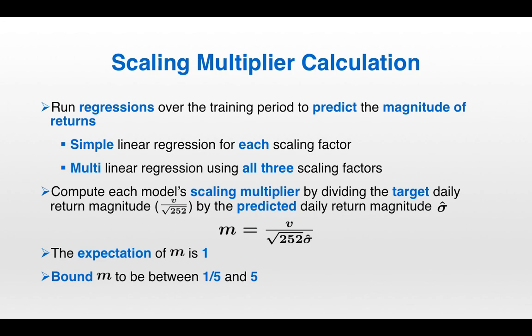So we run linear regressions over the training period to predict the magnitude of returns. And we'll do both a simple linear regression for each scaling factor and a multilinear regression using all 3 scaling factors. Why both regression methods?